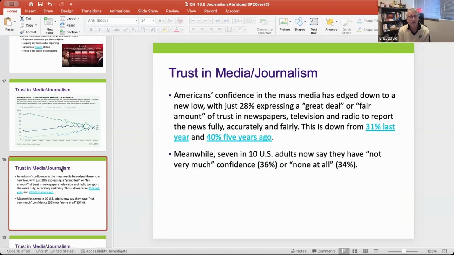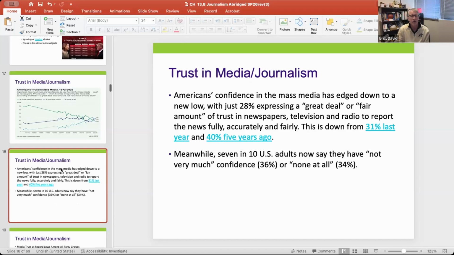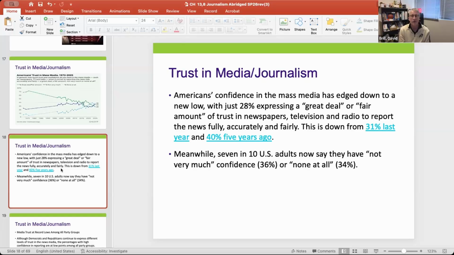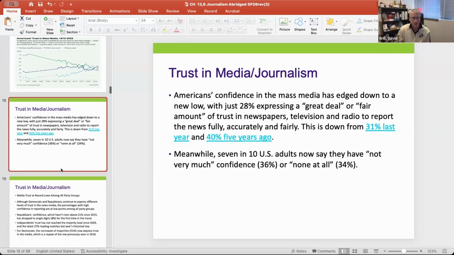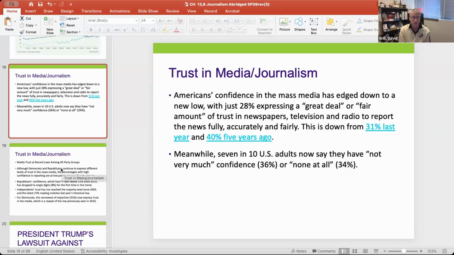Americans' confidence in the mass media has edged down to a new low, which is 28% expressing a great deal or fair amount of trust in newspapers, television, and radio to report the news fully, accurately, and fairly. This is down from 31% last year and 40% 5 years ago. Meanwhile, 7 in 10 U.S. adults now say they have not very much confidence or none at all in the American media. Not good. We need to rebuild that trust, and I think that starts with really telling stories in a fair and balanced way, even if you don't want to hear it.